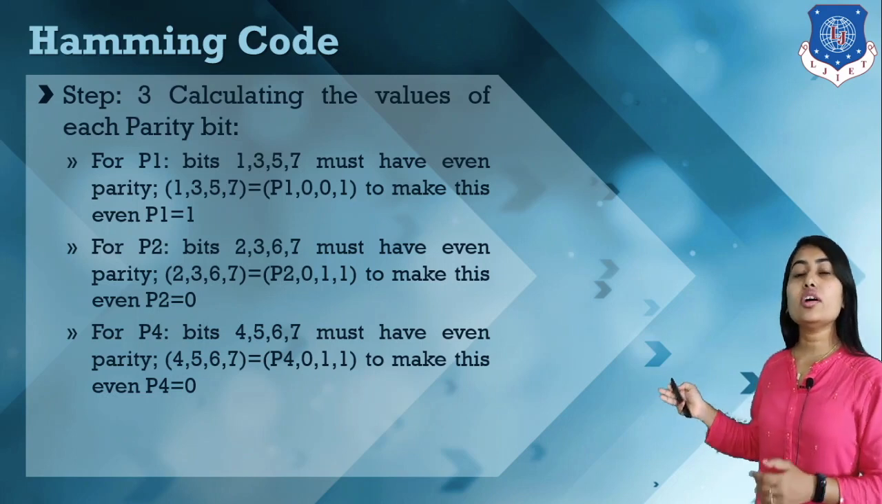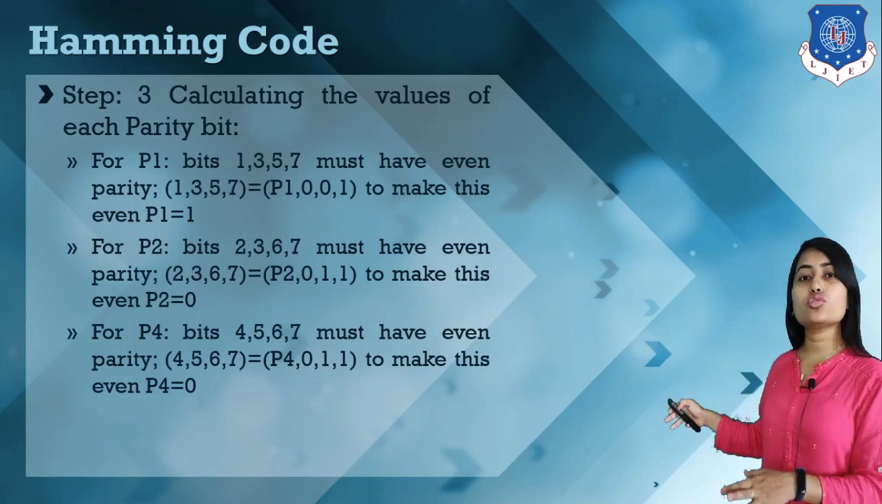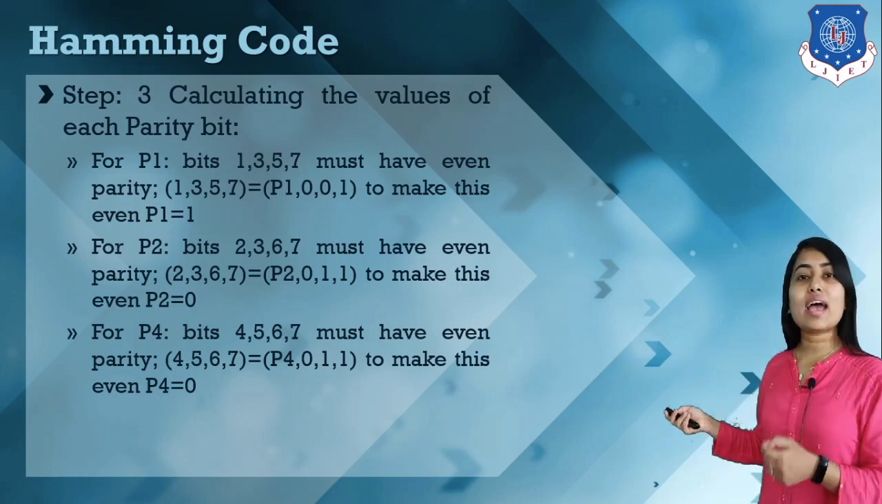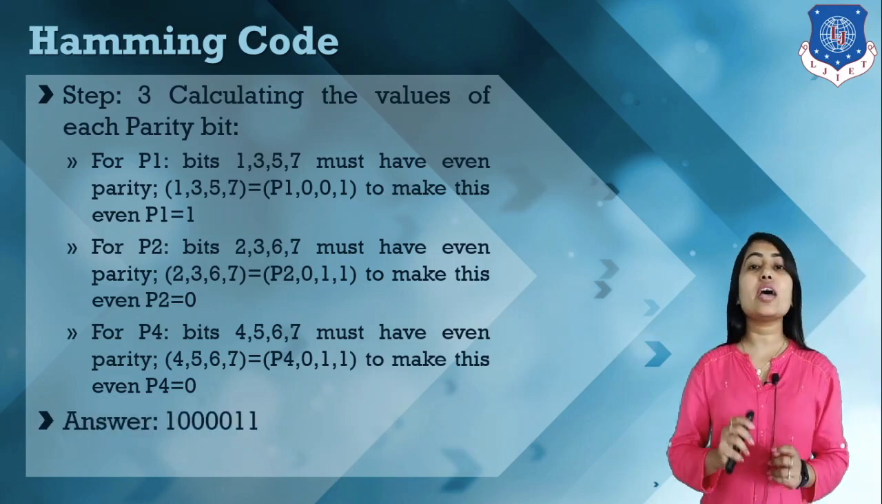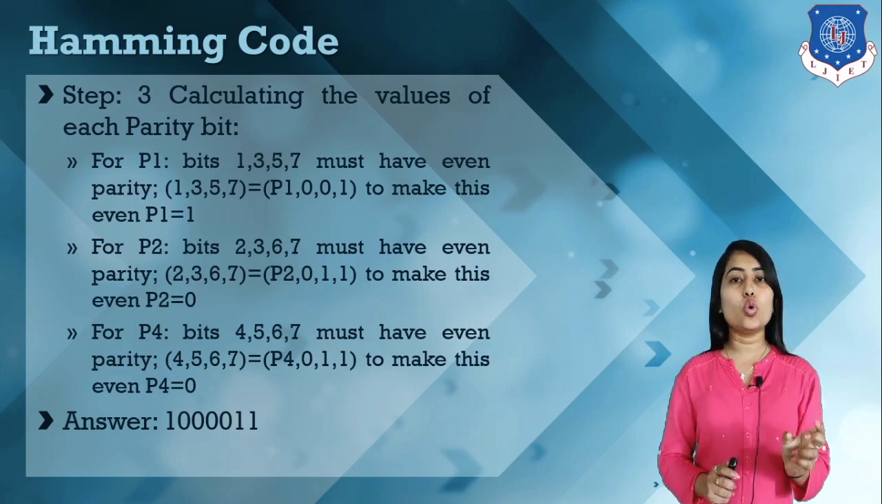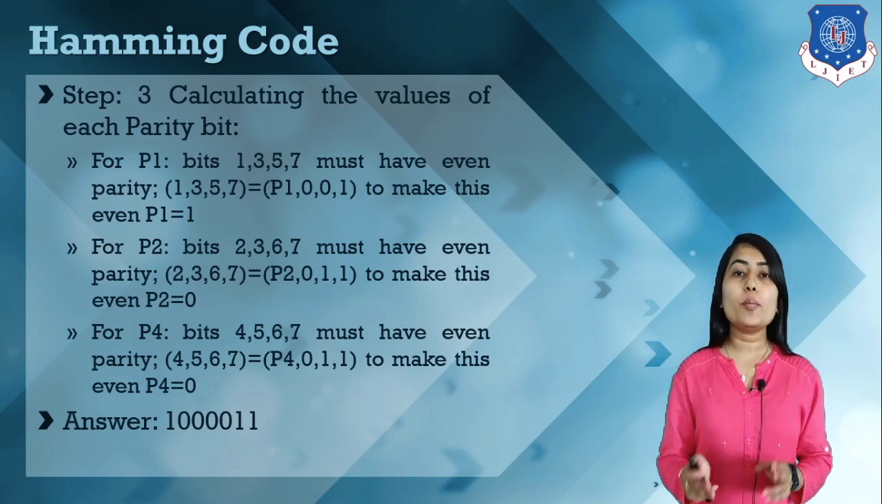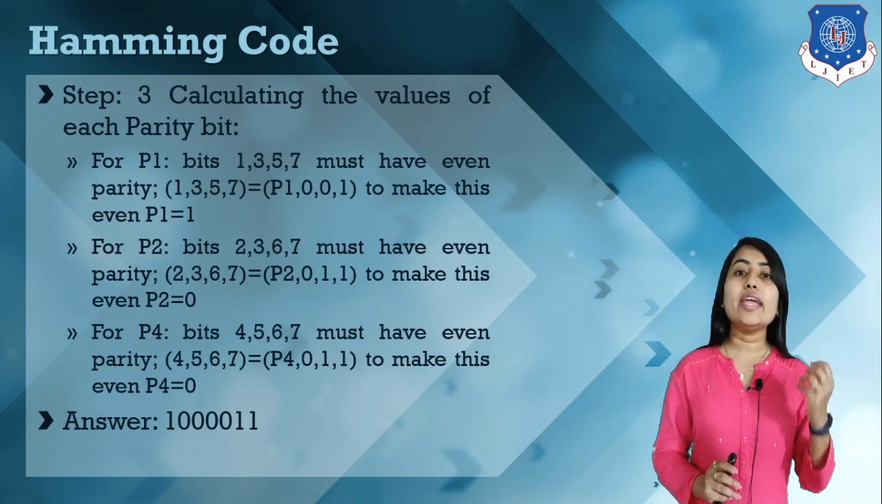So here we have P1 equal to 1, P2 equal to 0 and P4 equal to 0. If we write the values of the parity bits, here we have our answer, which is the Hamming code format. This is how our information is encoded into Hamming code format for error correction purposes.